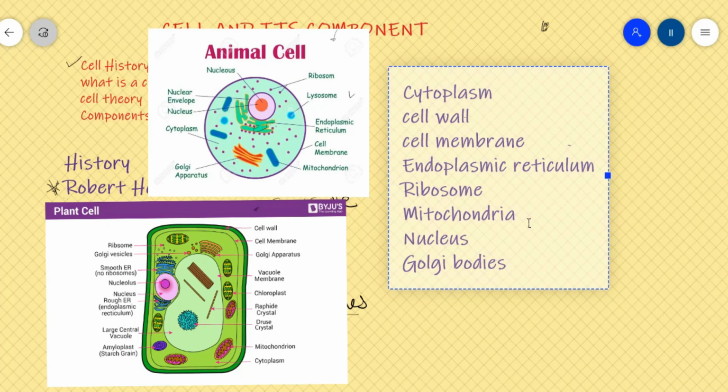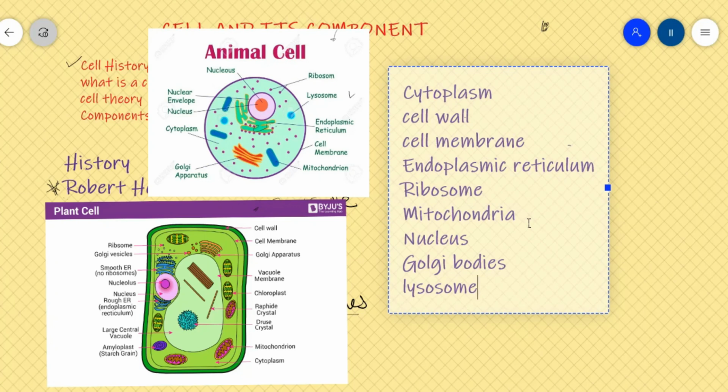They may help in the manufacture of lysosome too. I didn't mention that. That's true. Lysosome. Now, if you talk about lysosome, this is one other key component of the cell.